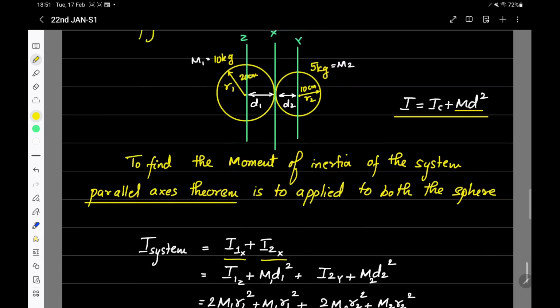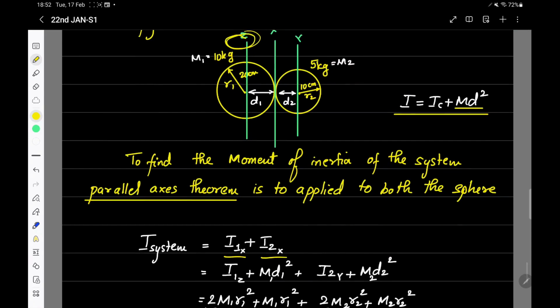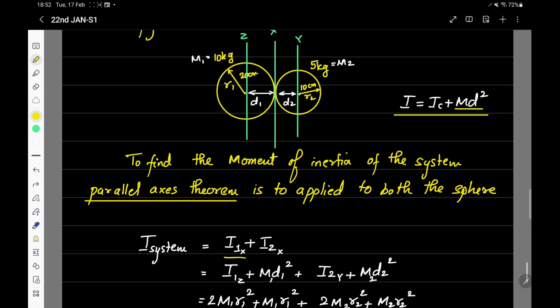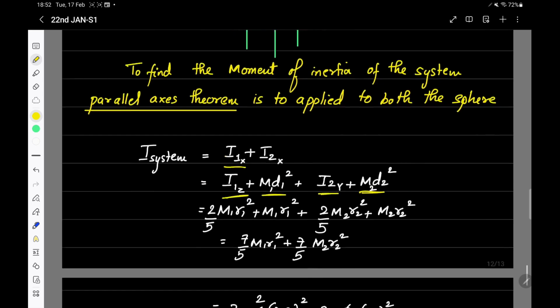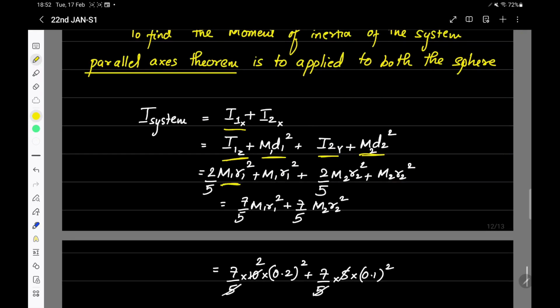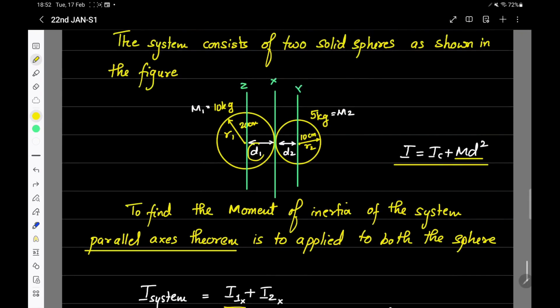Now I1x, by the parallel axis theorem, for the first sphere z is the centroidal axis. So I1x can be written as I1z plus m1 d1 square. Similarly, for the second sphere about the x-axis, if we apply the parallel axis theorem, I2y will be the centroidal term plus m2 d2 square. This also is obtained from the parallel axis theorem. So now we will just write the values. The moment of inertia of a solid sphere about its centroidal axis is 2 by 5 mr square. So substituting that, d1 is basically equal to r1. We can check it out from the diagram. d1 is nothing but the radius of the first sphere and d2 is the radius of the second sphere.